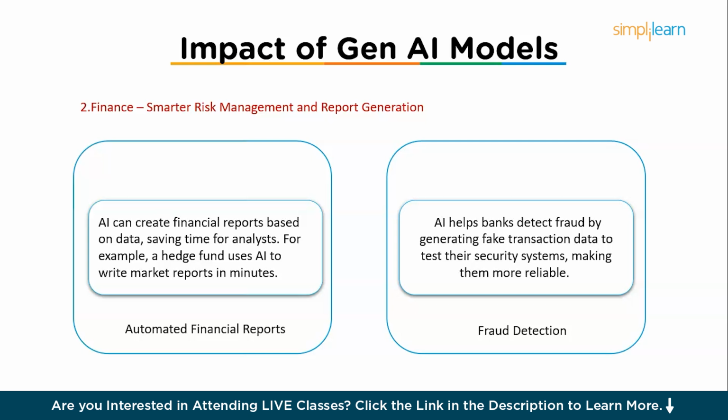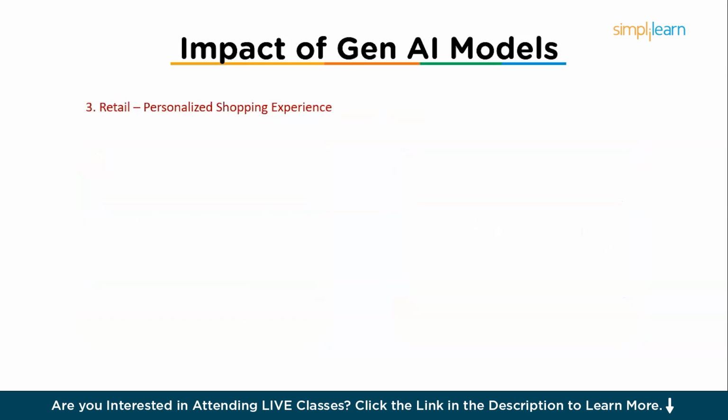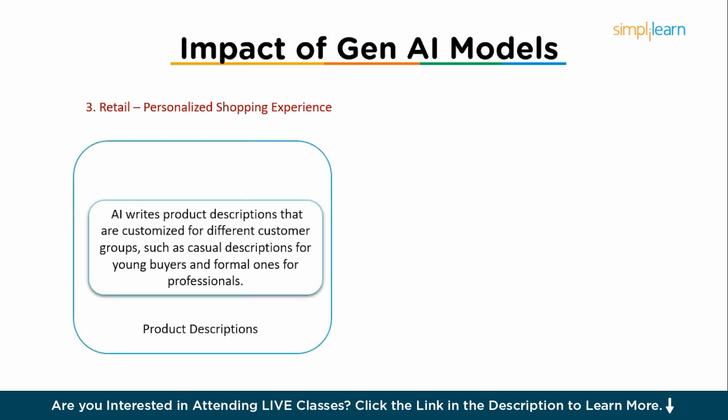So now moving on to the third, we have retail, and that is a personalized shopping experience. So retailers use AI to create personalized shopping experiences for customers. The first one we have is product descriptions. So AI writes product descriptions that are customized for different customer groups, such as casual descriptions for young buyers and formal ones for professionals. For example, a clothing brand uses AI to automatically write descriptions for thousands of products.